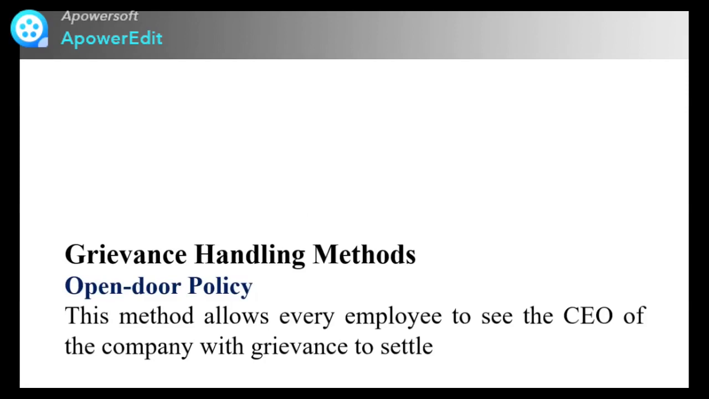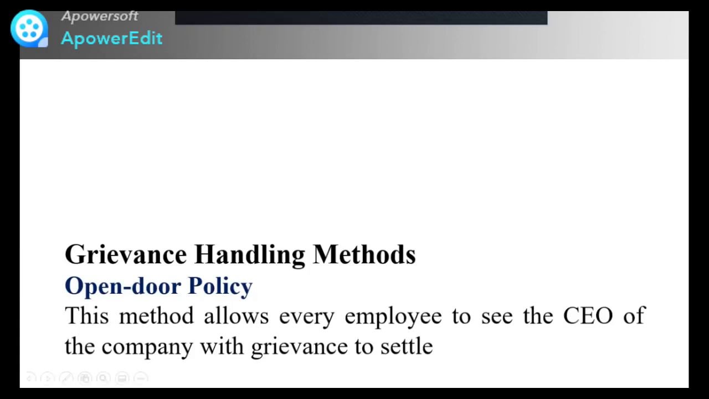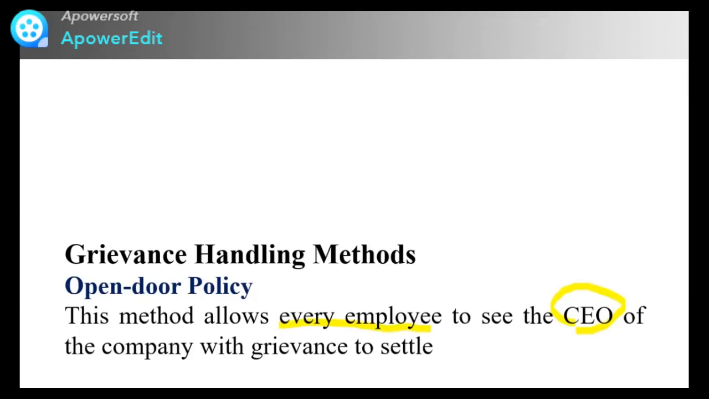The open door policy is a very effective grievance handling method. This method allows every employee to see the CEO of the company with a grievance to settle. Whatever the time, the worker can go to meet the head of the organization, present the grievance and get the solution. The door of the CEO, the top person, is always open for employee grievances. That is the open door policy.